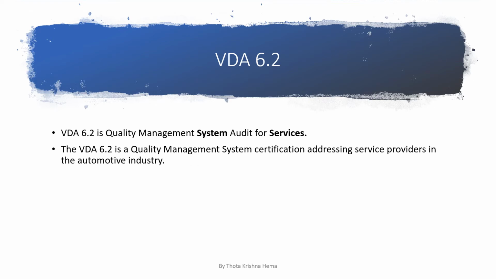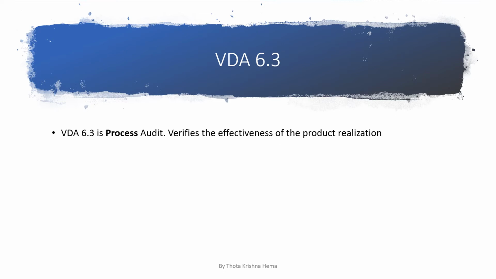So what about 6.2? VDA 6.2 is a quality management system audit for services. The previous one is a quality management system, and this one is a quality management system for services. VDA 6.2 is the quality management system certification addressing service providers in the automotive industry. What about VDA 6.3? VDA 6.3 is a process audit, which verifies the effectiveness of product realization or the engineering concepts.